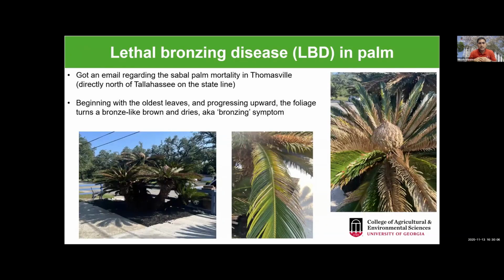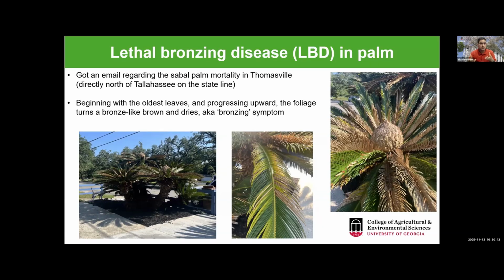So the next one I have is lethal bronzing disease in palm. I got an email even before I started this position on August 1st. There is a problem with sabal palm mortality in Thomasville, which is near Tallahassee at the state line. And that's where the clientele was sending some of these pictures, and we didn't have the ability to test in our lab here in the Plant Disease Clinic in Athens. So we routed them to send the samples to Florida, and then guess what? It turned out to be lethal bronzing disease.